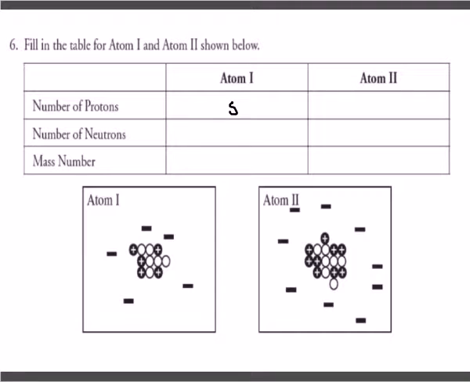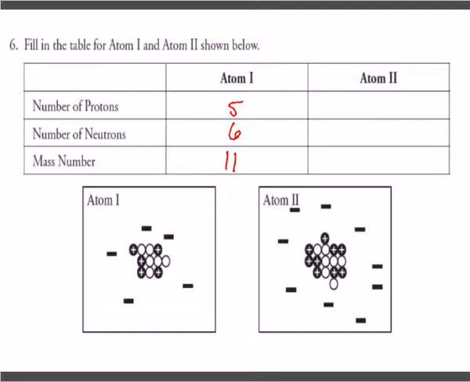5. How many neutrons does it have? 5. I see 1, 2, 3, 4, 5, 6. So what's the mass number going to be? Ooh, how do we get the mass? Yeah, how'd you get that, Jonah? Yeah, guys, to get the mass number, you just add up your protons and neutrons. Piece of cake. Now, atom 2.